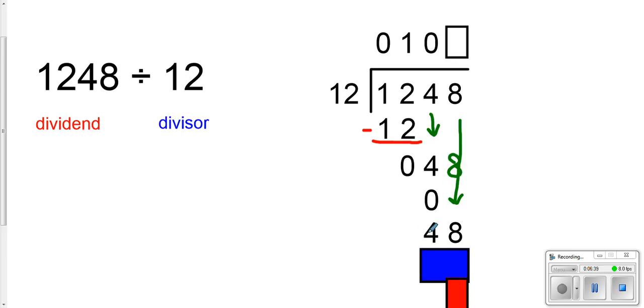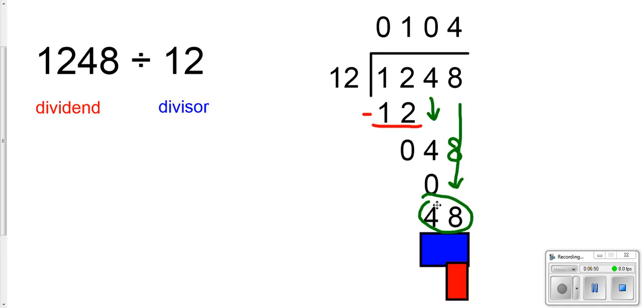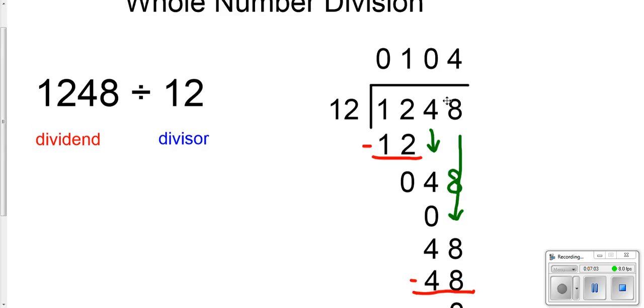Now that we have 48, either here or here, it doesn't matter, 12 goes into 48 4 times, because 4 times 12 comes out to 48. Now when you subtract, 48 minus 48 leaves a remainder of 0. We've used all of our digits up, so 1,248 divided by 12 comes out to exactly 104.